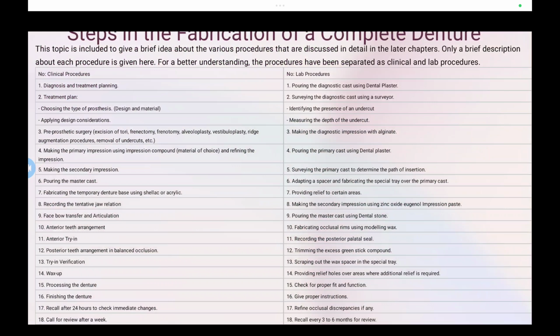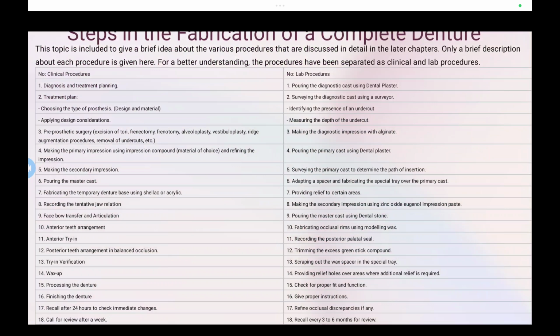Fabricating occlusal rims using modeling wax. Recording the PPS area, posterior palatal seal. Trimming the excess green stick compound. Scraping out the wax in the special tray. Providing relief folds over the area where additional relief is required. After that, we will record the tentative jaw relation of the patient.